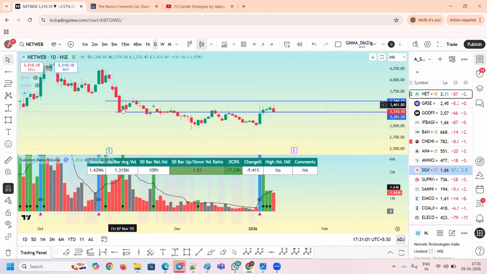See, at this point it struggled 1, 2, 3, 4, 5, 6 days. Correct? 6 days it struggled. It was struggling hard, so it came down. And again, at this point, 1, 2, 3, 4 days, it was struggling to cross, but it didn't happen, so it came down. Something like that.